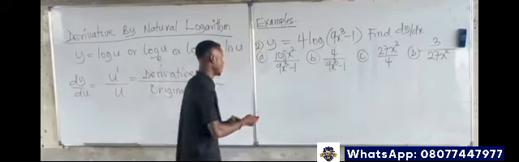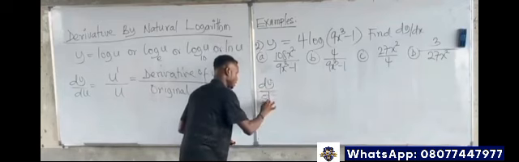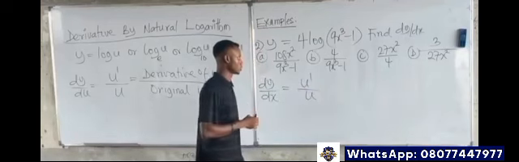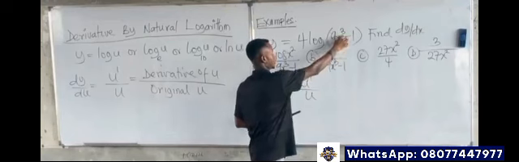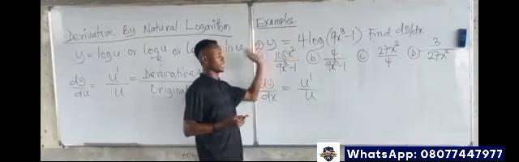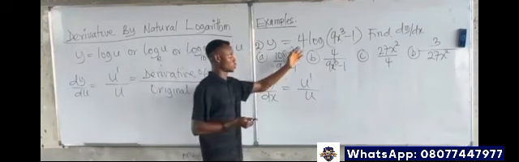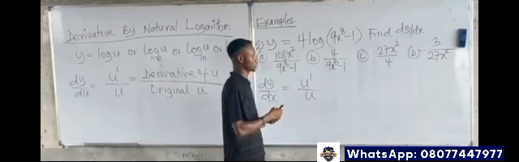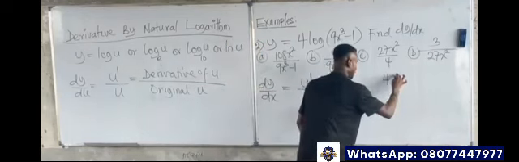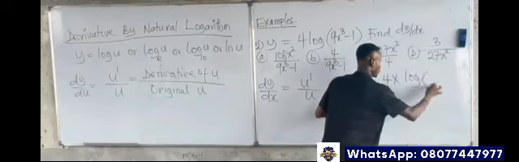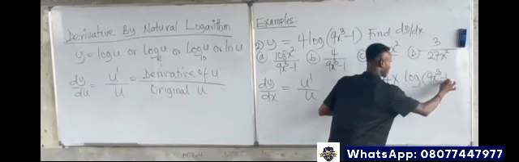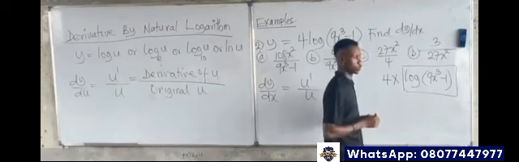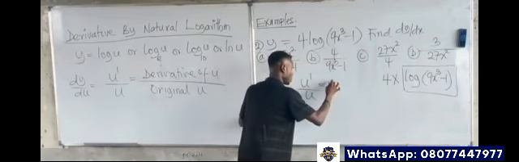Now, that means our dy over dx will be equal to u prime over original u. Please take it. So our u here is 9x raised to the power of 3 minus 1. Now some person will be like, we are going to take out this 4 here. No. This 4 does not have any x, which means I'm not going to differentiate it. It's the same thing as saying 4 times log of 9x raised to the power of 3 minus 1. Please take it.